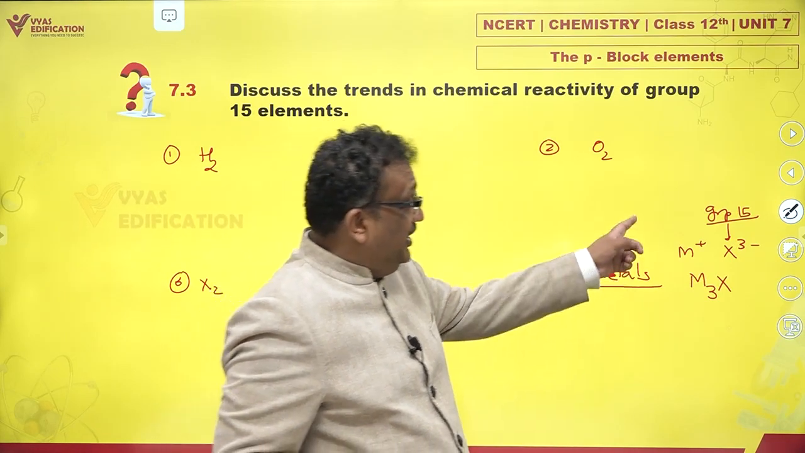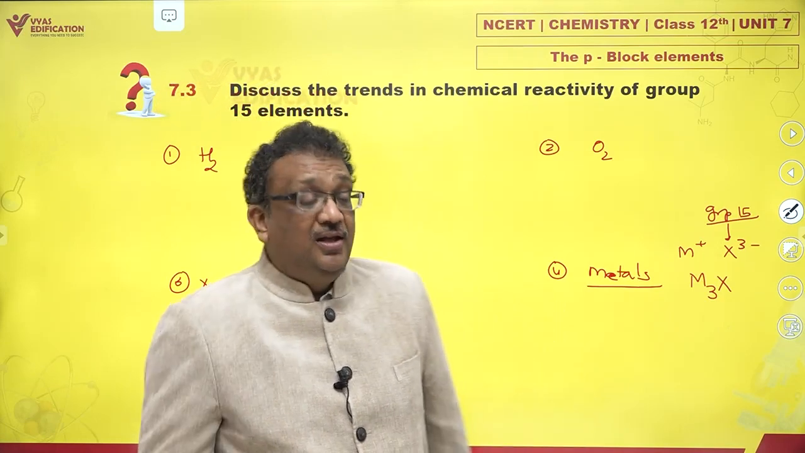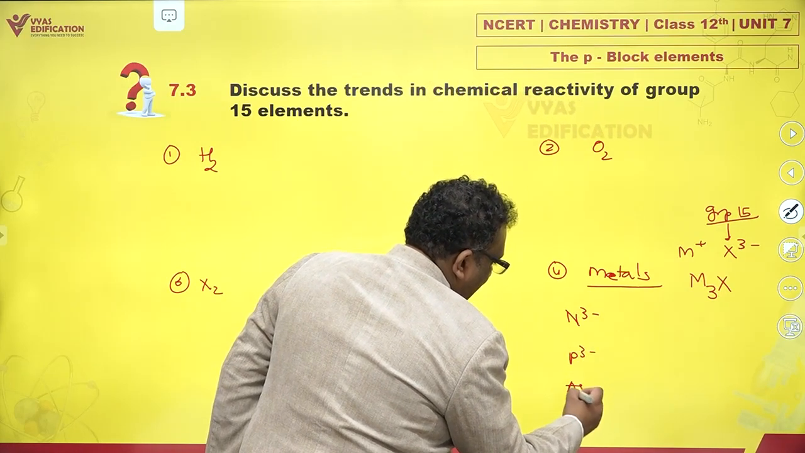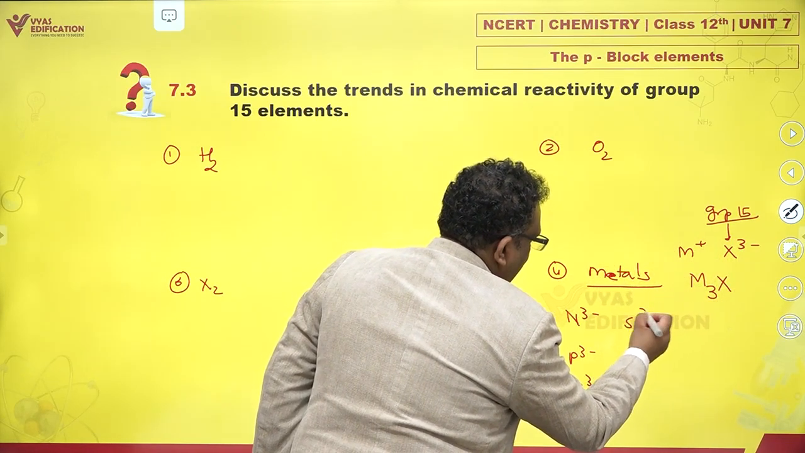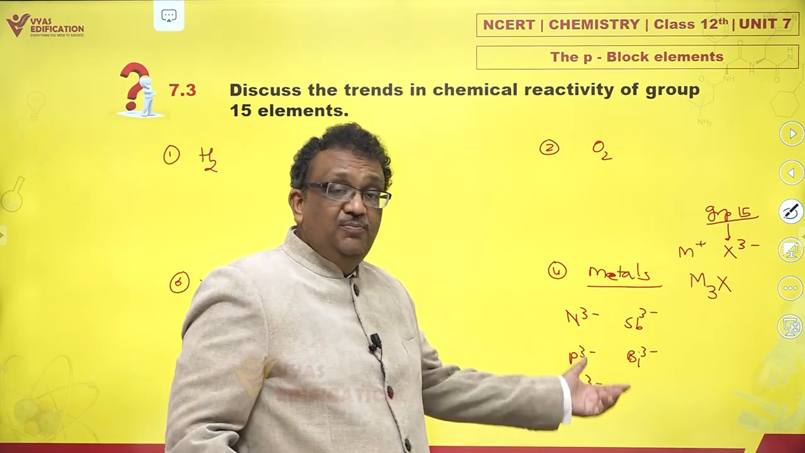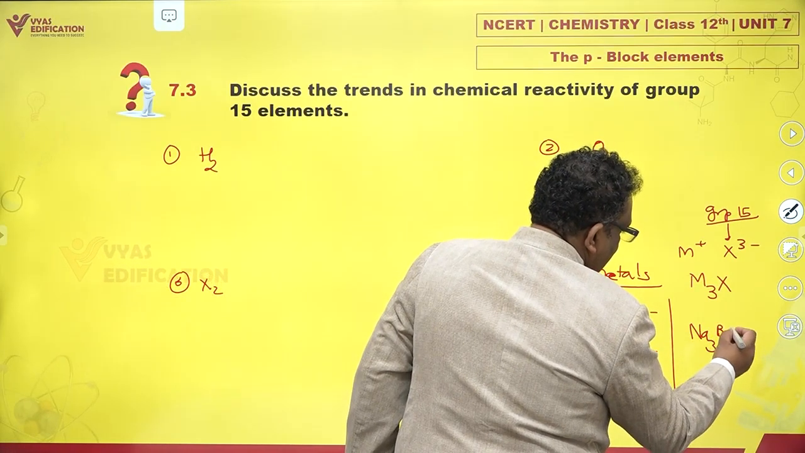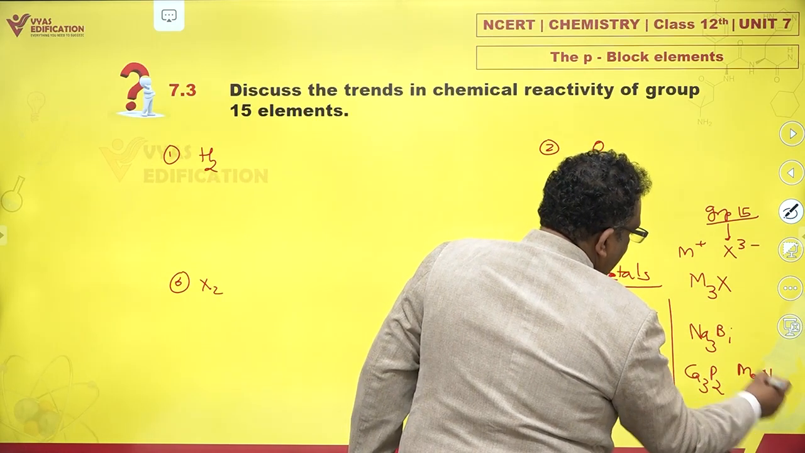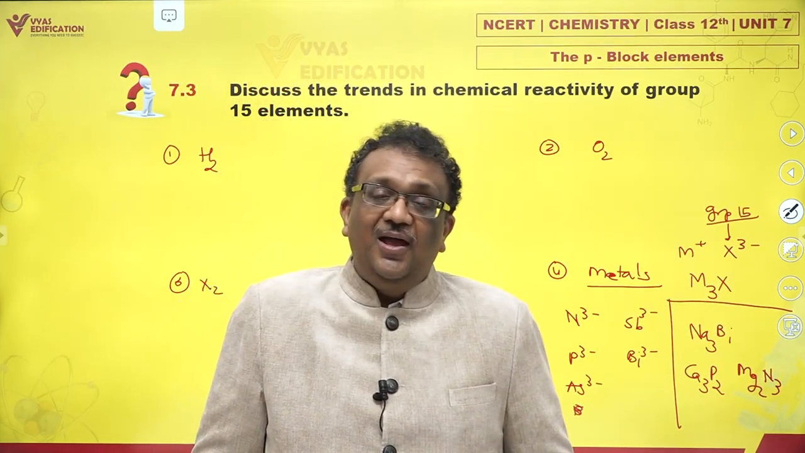Okay. So typically they form a tri-negative anion. Yes, they form a tri-negative anion. Like they form nitride, phosphide, arsenide, antimonide, and even bismuthide. For example, if they react with alkali metals or alkaline earth metals, you get compounds like sodium bismuthide, calcium phosphide, magnesium nitride. Such things are possible. So typically they form a -3 anion when they react.